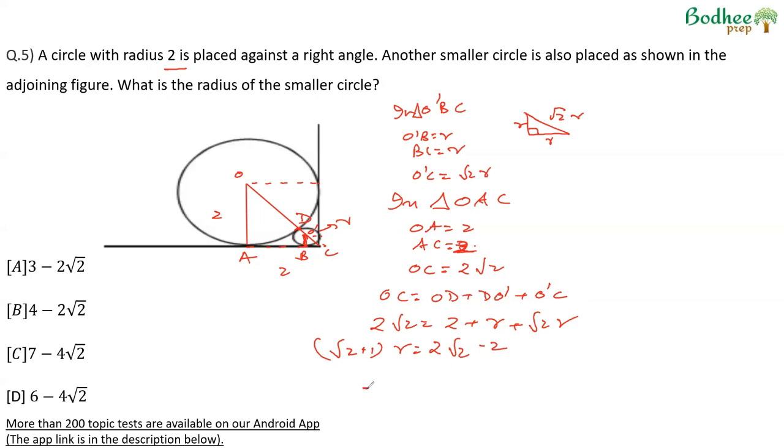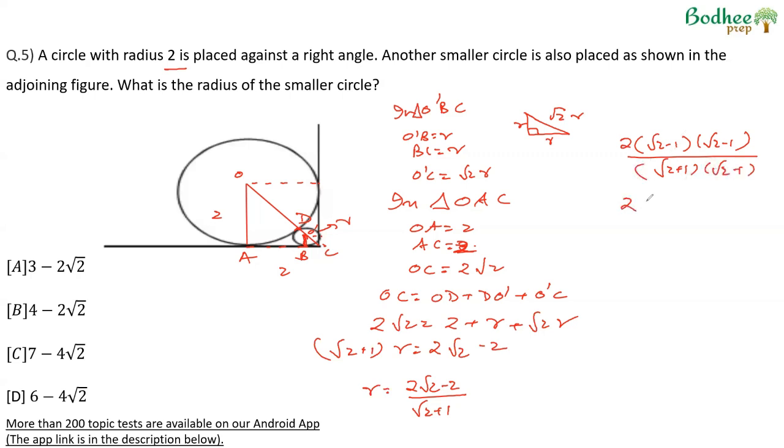And therefore, R is nothing but 2 root 2 minus 2 upon root 2 plus 1. We rationalize this by multiplying by root 2 minus 1. So 2 into root 2 minus 1 into root 2 minus 1. I'm taking the 2 common from here, so root 2 minus 1 is left. And the second root 2 minus 1 is because we are rationalizing by multiplying by the conjugate.